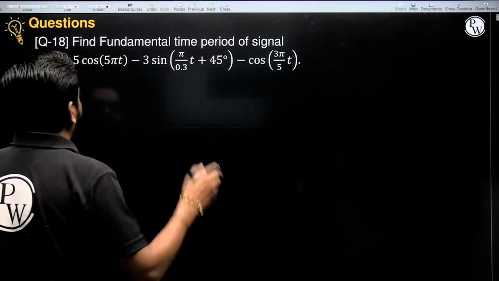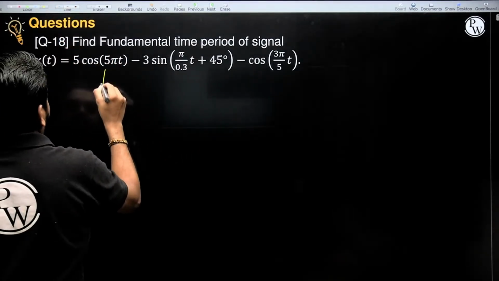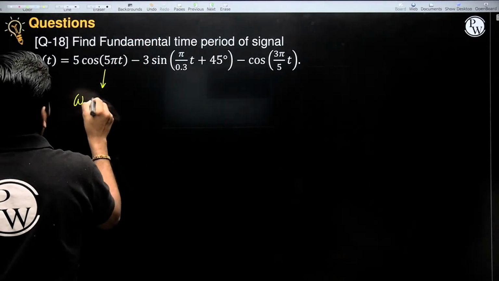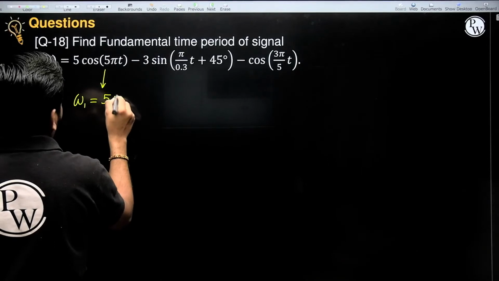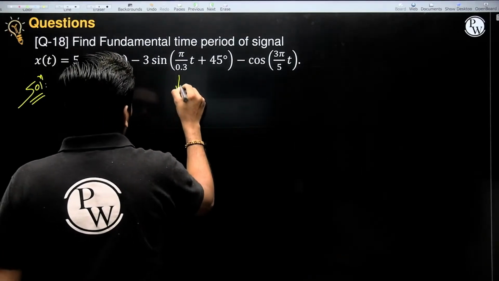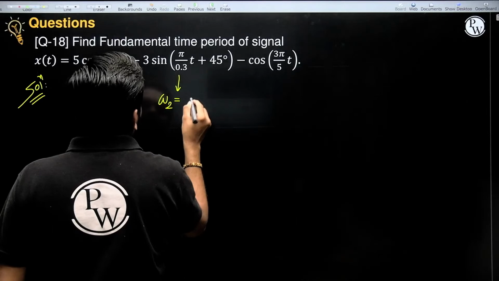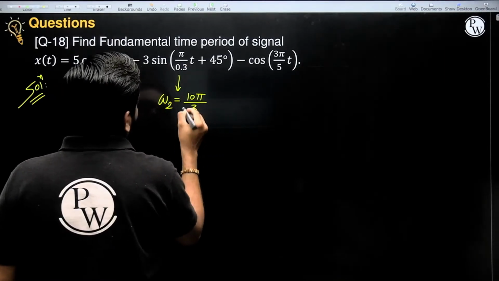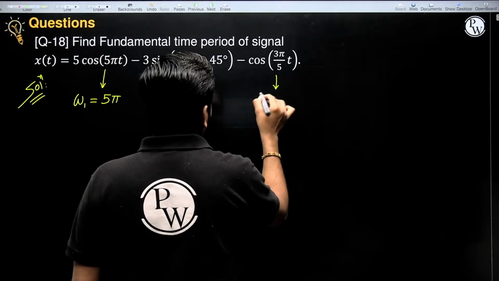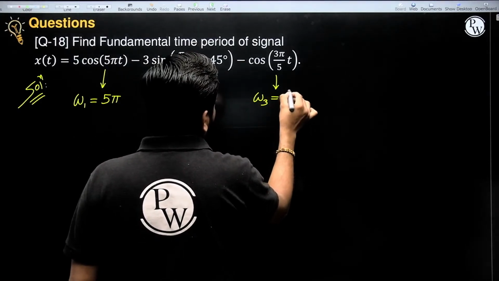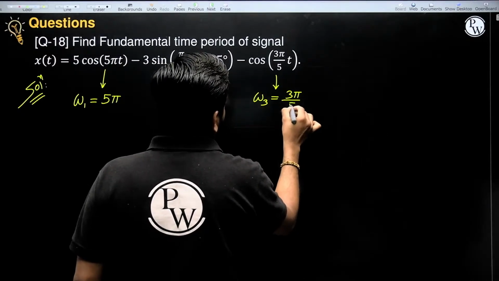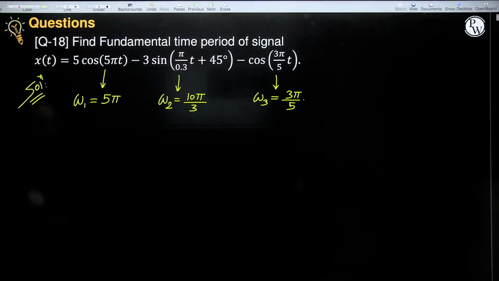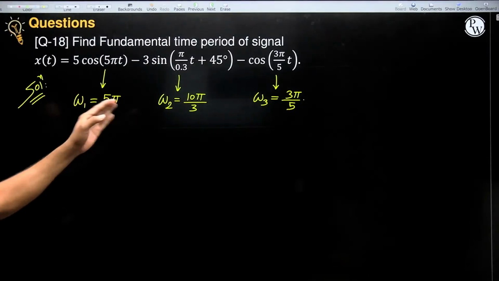What is the fundamental time period? Here frequency omega 1 is 5 pi, omega 2 is pi by 0.3. Can you write it like this? 10 pi by 3. Yes, we can write it like this, 10 pi by 3. And here omega 3 will be pi by 5. Now find the ratio like omega 2 by omega 1, omega 3 by omega 1, or omega 1 by omega 2, omega 1 by omega 3.